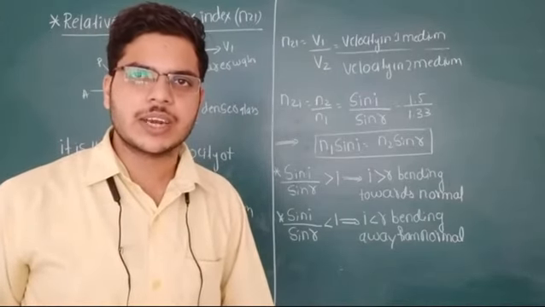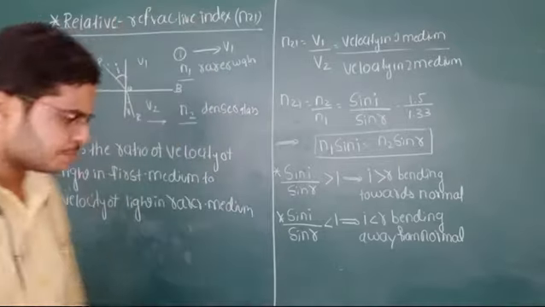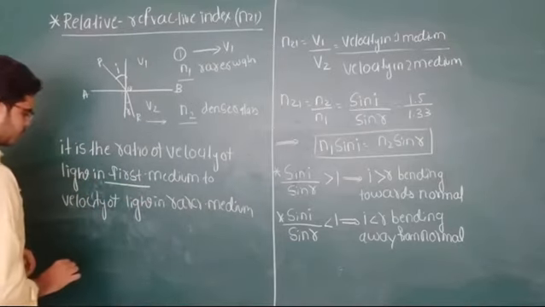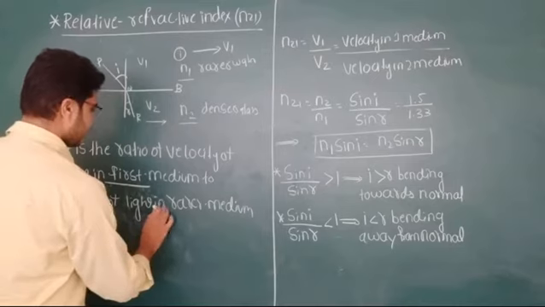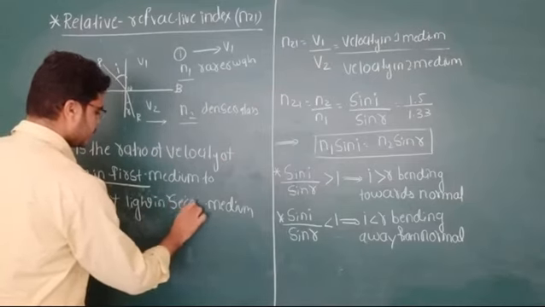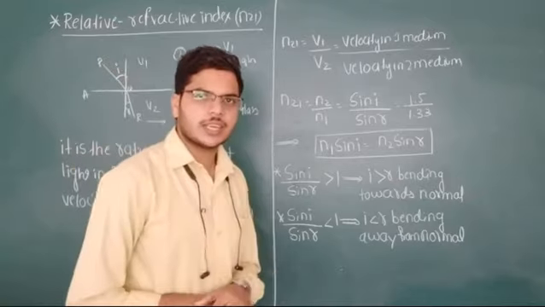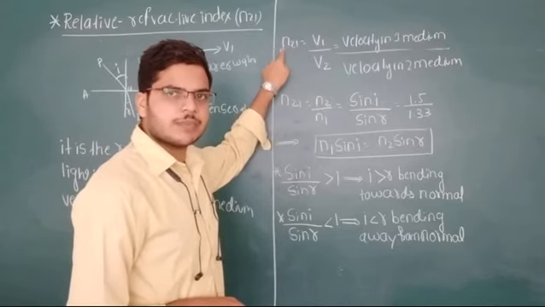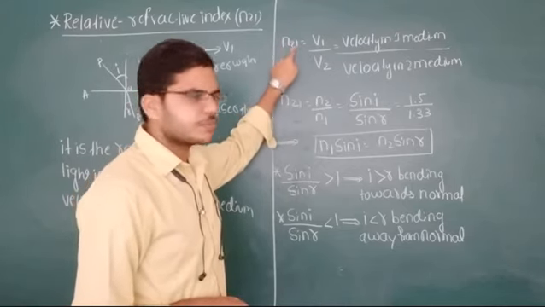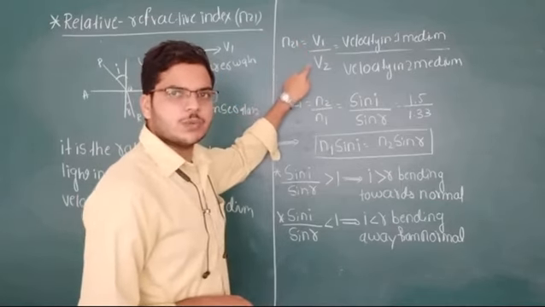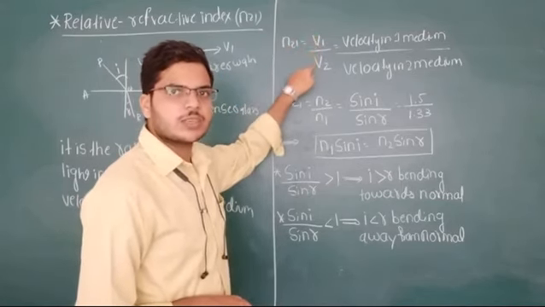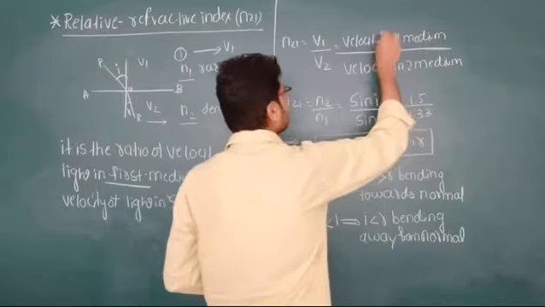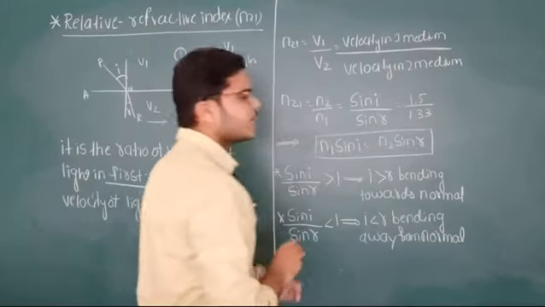Then relative refractive index is defined as the ratio of the velocity of the light in the first medium to the velocity of the light in the second medium. Is it clear? Therefore, N21 means the refractive index of the second medium compared to the first medium, which is equal to V1 by V2. Therefore, N21 can be written as the velocity of the light in the first medium to the velocity of the light in the second medium.